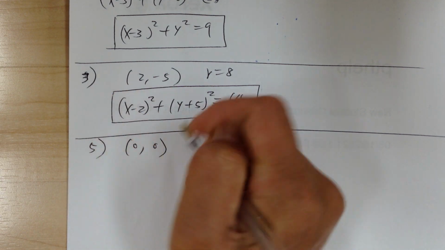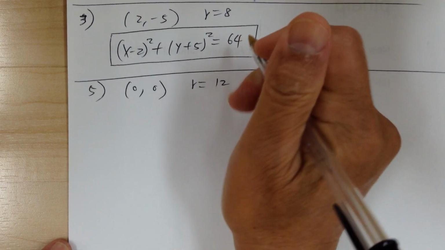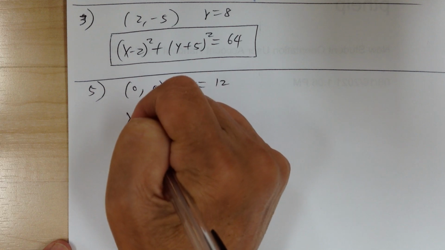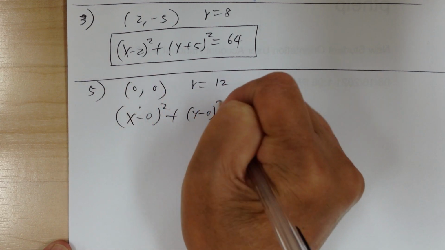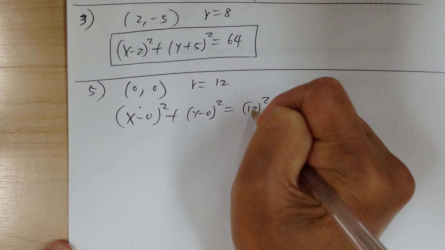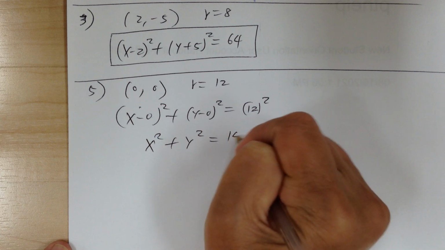Number 5. You've got (0, 0) and radius equal to 12. So you're going to get (x minus 0) squared plus (y minus 0) squared equal to 12 squared. And simplify, so you're going to get x squared plus y squared equal to 144.